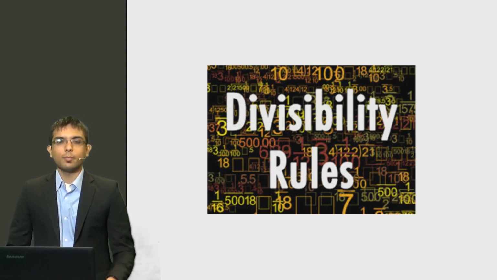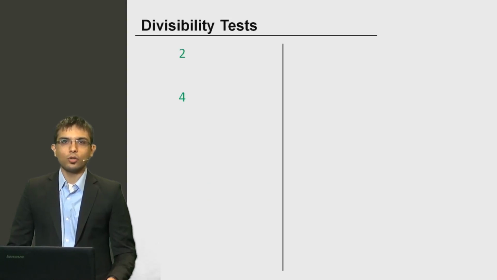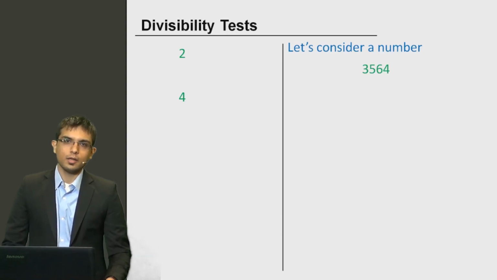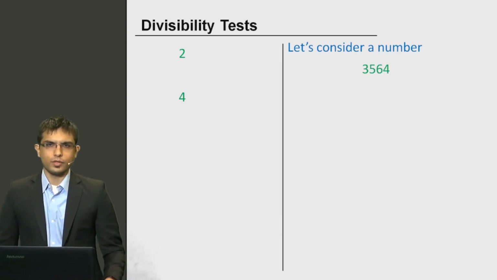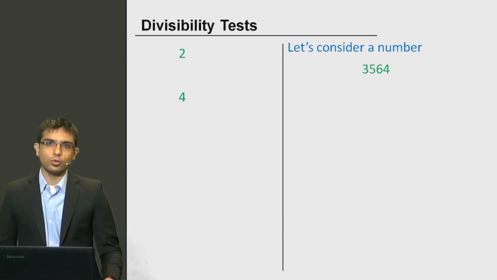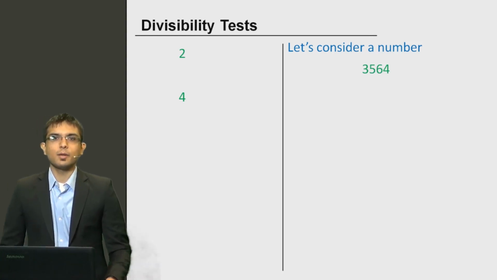First of all, the basic numbers that we'll start with are 2 and 4. So the divisibility rules of 2 and 4 are something that we are going to learn first. Let us consider a number 3564. Is this number divisible by 2?